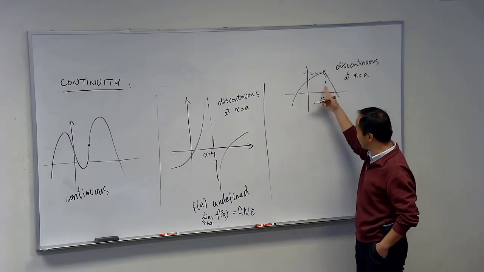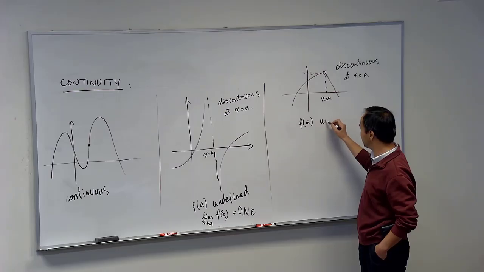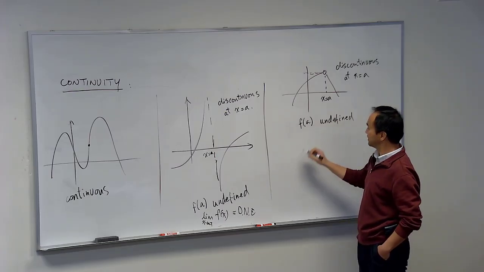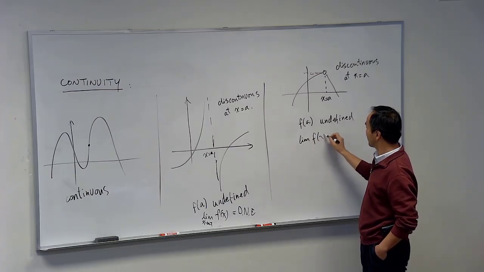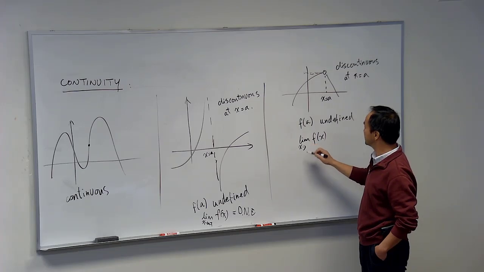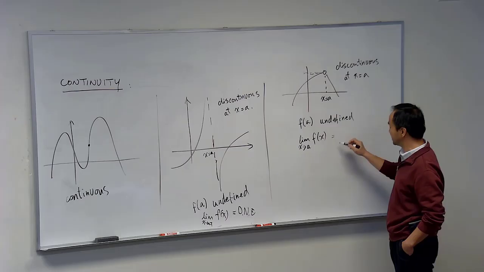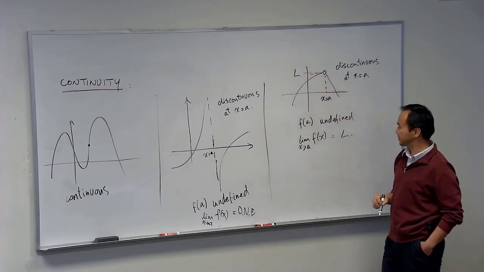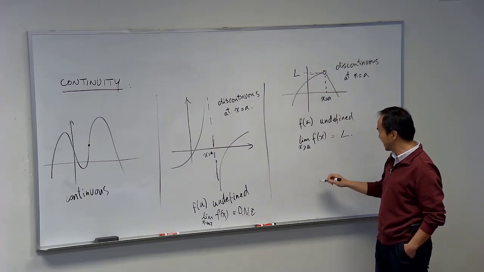But what we notice in this case is that the function value at a is undefined. We have an undefined value, okay? And then the limit for the function, when x comes to that specific limit point a, is actually some specific value L. So there are cases that happen like that.